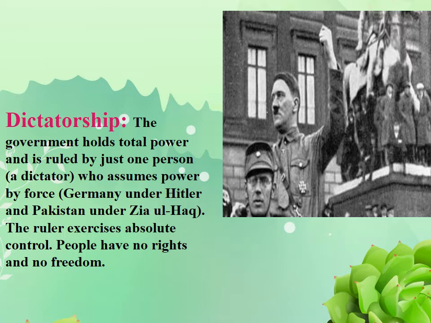Dictatorship. The government holds total power and is ruled by just one person who assumes power by force. That is Germany under Hitler and Pakistan under Ziaul-Haq. The ruler exercises absolute control. People have no rights and no freedom.